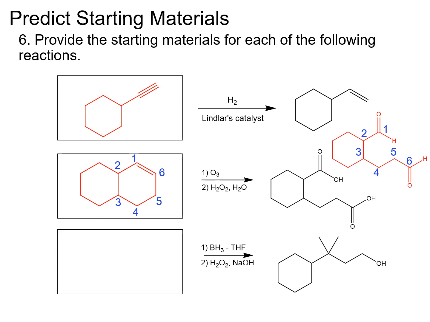Next one, BH3 and THF. Does that signal I have an alkene, alkyne, or both? BH3 and THF is for alkenes. The next thing I would think about is, do I have a Markovnikov or anti-Markovnikov addition? If boron is in step 1, is that anti or Markovnikov? Anti-Markovnikov. How I'm remembering that is boron in step 1, boron backwards, anti.